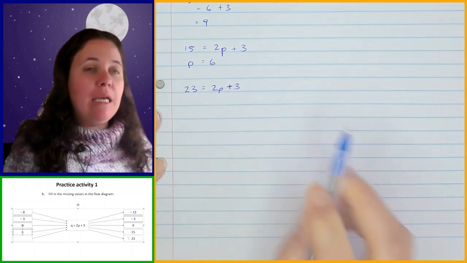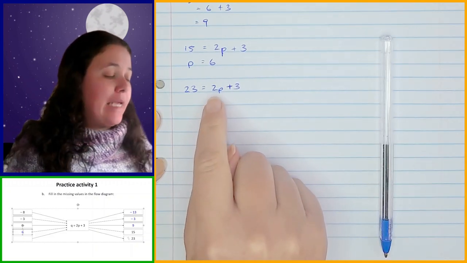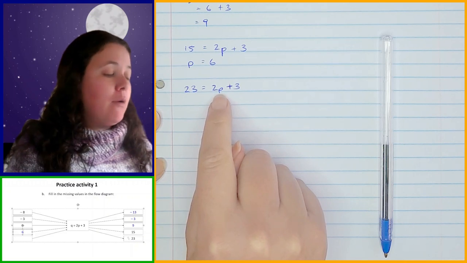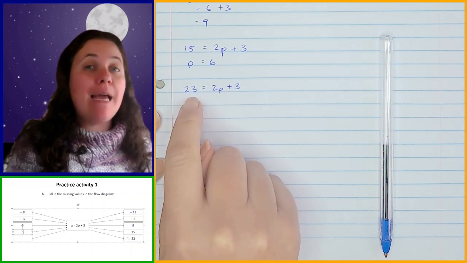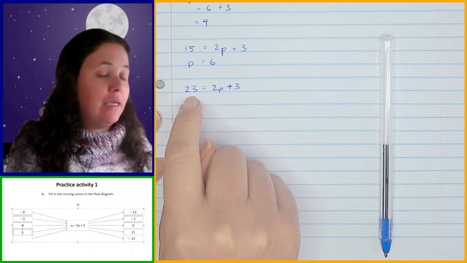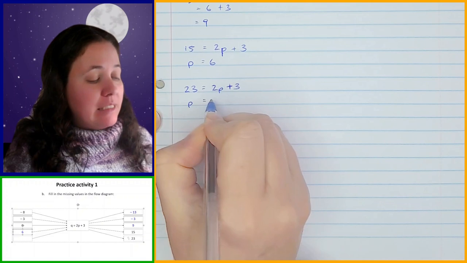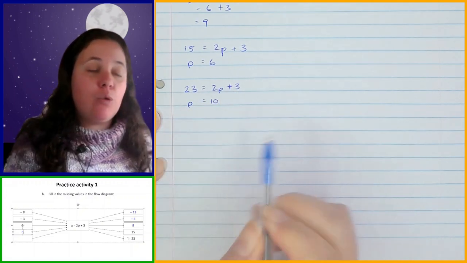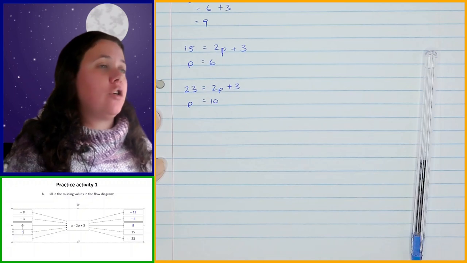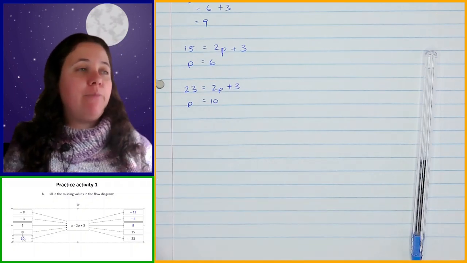So 23 equals 2p plus 3. I need to work out what p is. Again, 2 times something plus 3 must give me 23. So what was 23 before I added the 3? It would have been 20. 2 times what is 20? So p must be 10, because 2 times 10 is 20 plus 3 gives me 23. Okay, so if my output is 23, my input must have been 10.